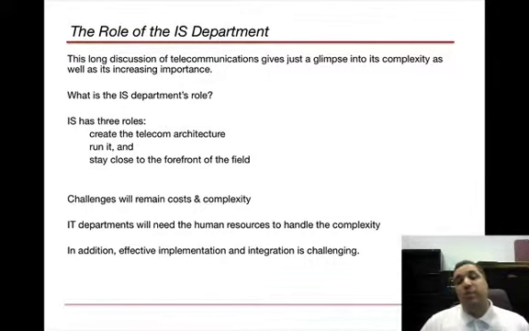The effective implementation and integration of these technologies is very challenging. It's not a slam dunk. It doesn't just work because it's there. But again, it needs to create that value.